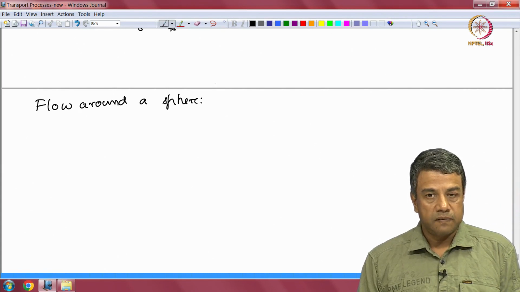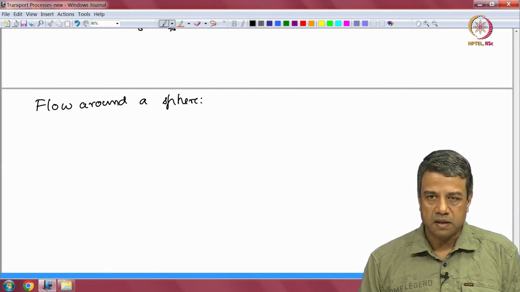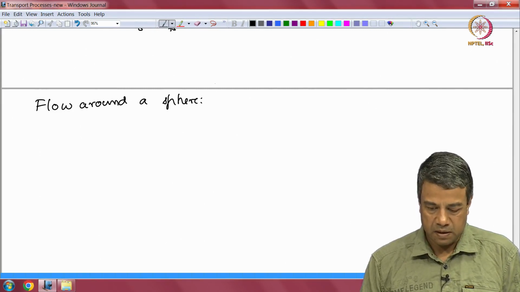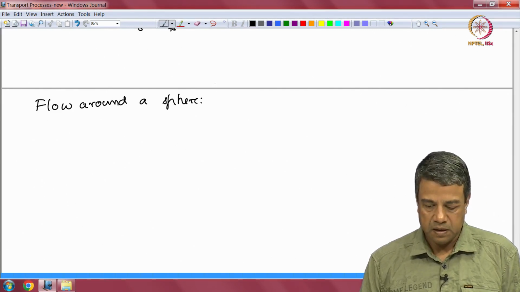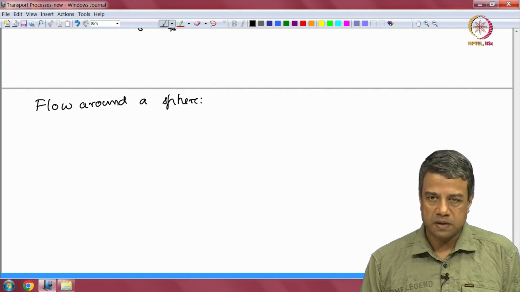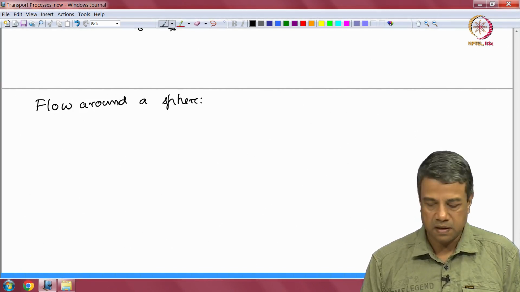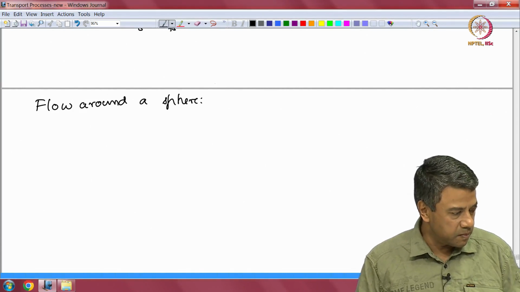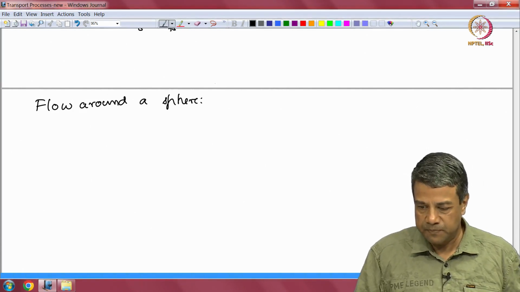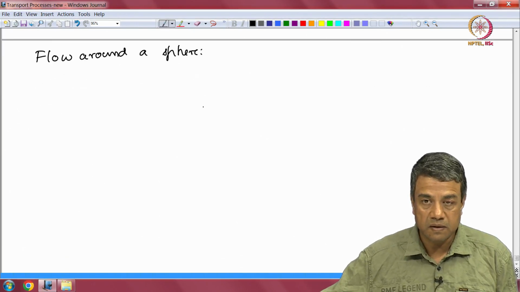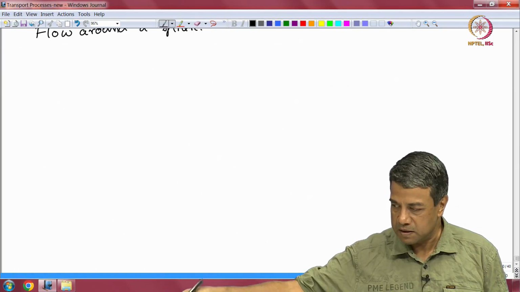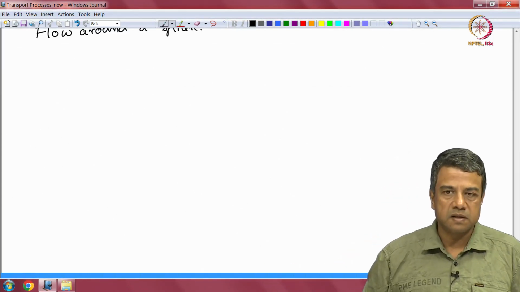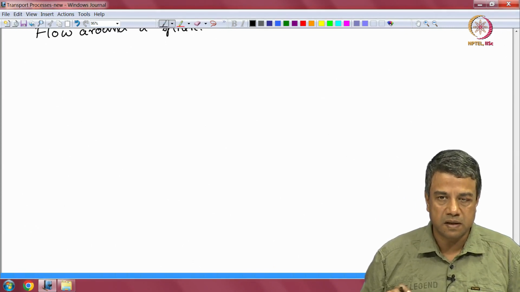We had seen that for the flow in a pipe there are only two states, one is the laminar state and the other is the turbulent state. The transition takes place at a Reynolds number of about 2100. For the flow past a flat plate, once again there is a laminar state and a turbulent state. Transition takes place when the Reynolds number is about 5 into 10 power 5. For the flow around a sphere, it turns out that the transition is more complicated in this case. You get a series of flow patterns that occur as you increase the Reynolds number.